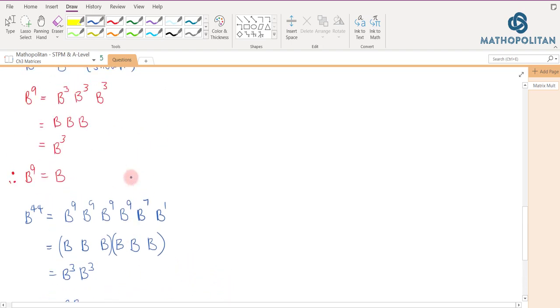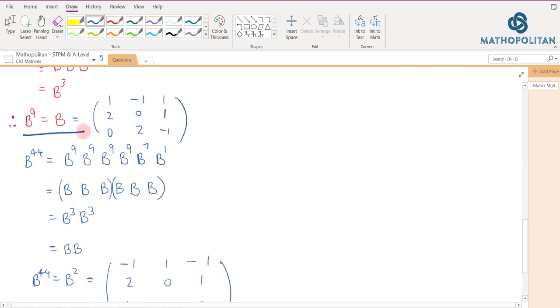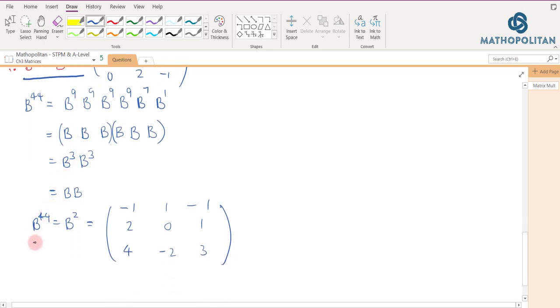And then b to the power of 9 earlier is equal to b. So this is 1, negative 1, 1, 2, 0, 1, and 0, 2, negative 1. So that completes the working. But of course, it's enough to show that b to the power of 9 is equal to b, and b to the power of 44 is equal to b squared.